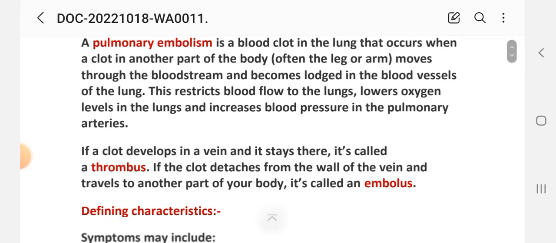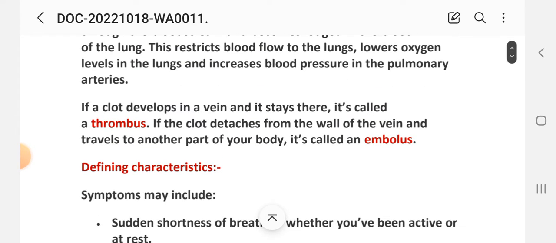If a clot develops in a vein and stays there, it is called a thrombus. If the clot detaches from the wall of the vein and travels to another part of your body, it is called an embolus. Means when this thrombus detaches from the vein and moves with the blood circulation, this is the moving clot, and this is called an embolus.